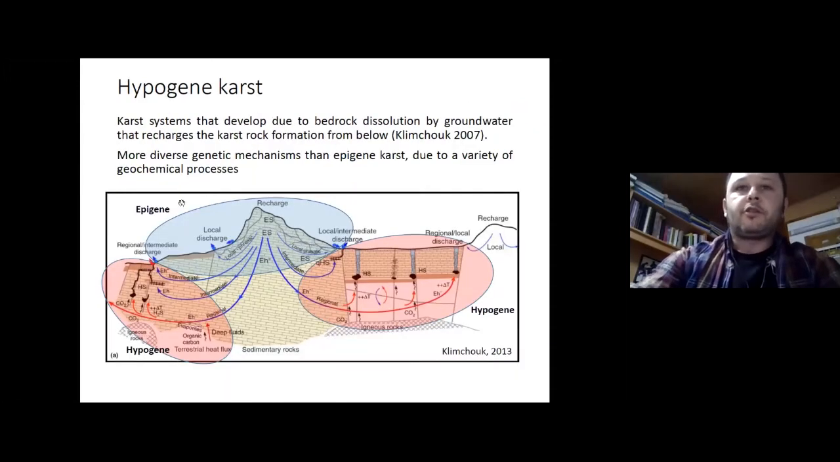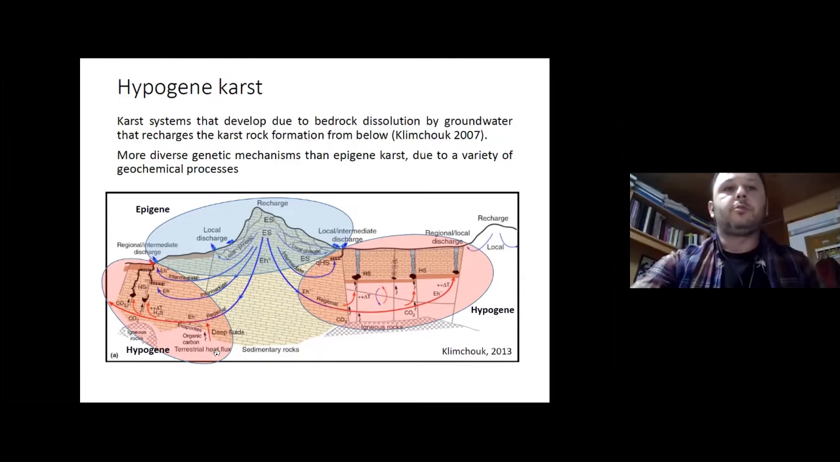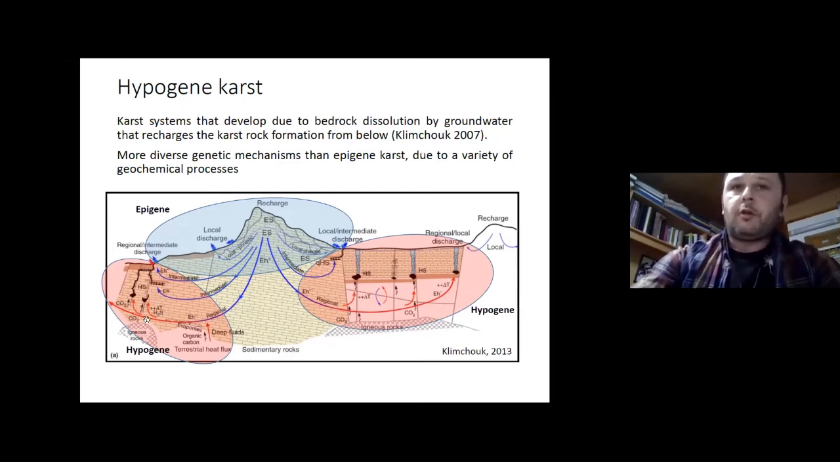On the other hand, this upper blue covered part will represent our epigene karst system. There is another type of karst system which is recharged from the bottom, from below the soluble formation, let's say the limestone. The source of acidity is various gases of deep origin.